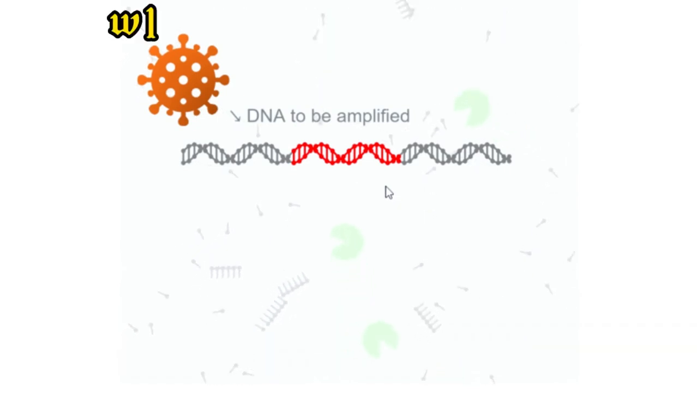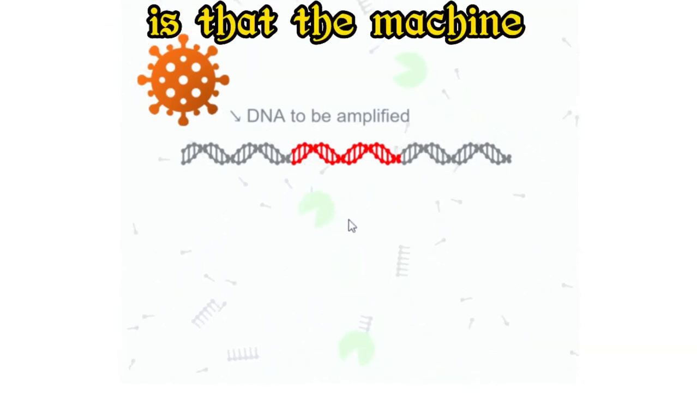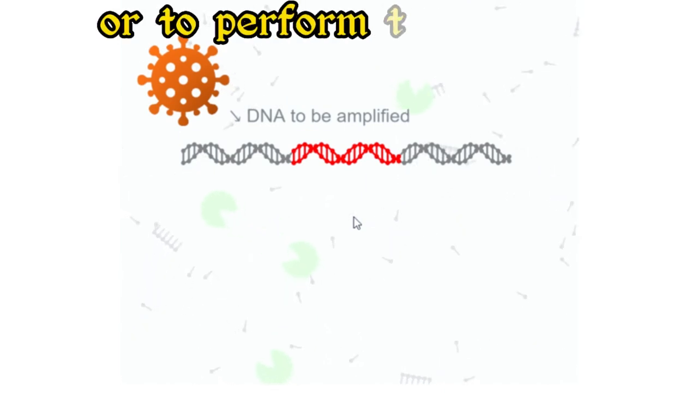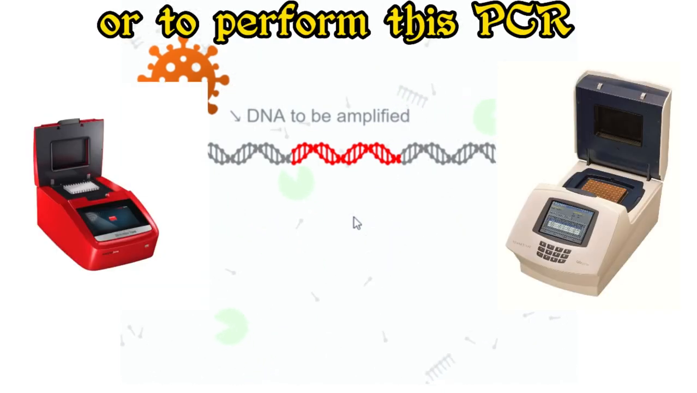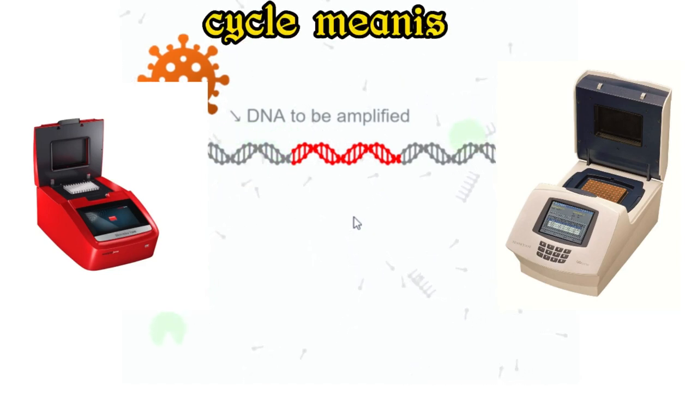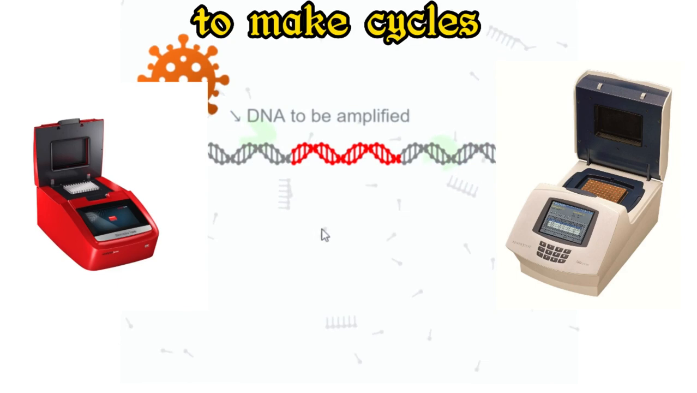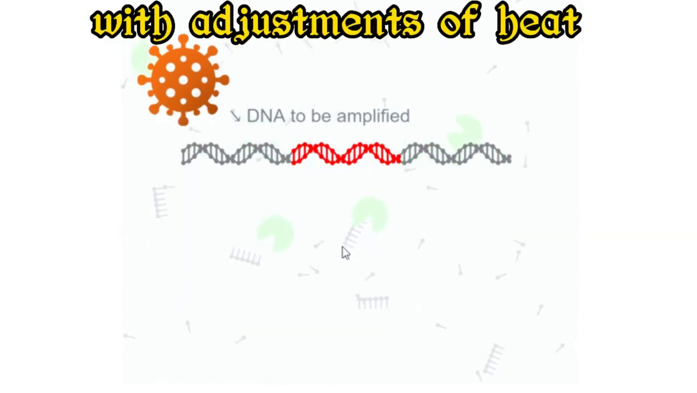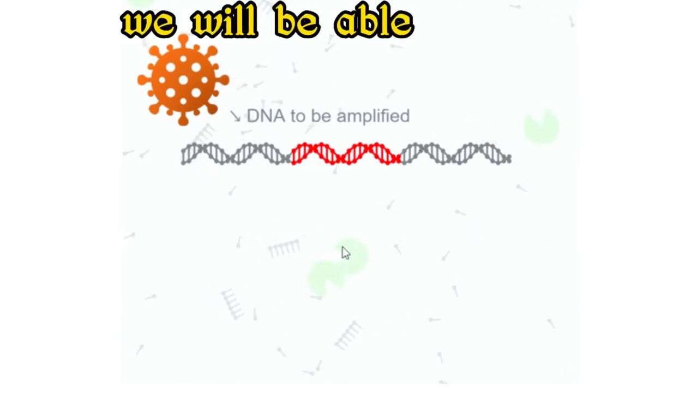Another thing which we need to know is that the machine which we are going to use to perform this PCR is called a thermocycler. Thermo meaning heat, cycler meaning to make cycles. So it's going to make several cycles with adjustments of heat, which we will be able to see in a moment.